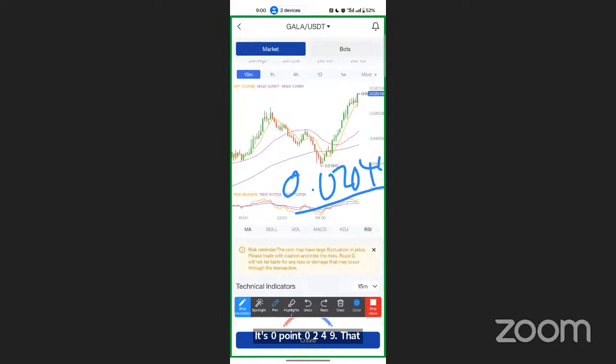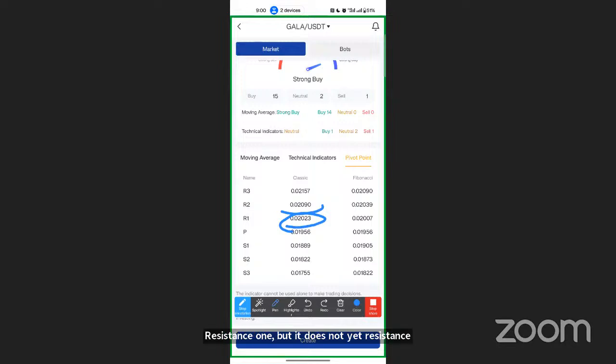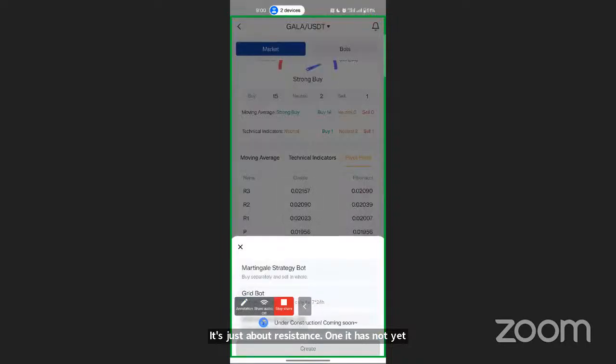Come and look at the pivot point. You see, it is just above resistance 1, but it has not yet hit resistance 2. Am I clear? Can you see that? It's just above resistance 1. It has not yet hit resistance 2. I can enter this coin now. Now. Just showing you.